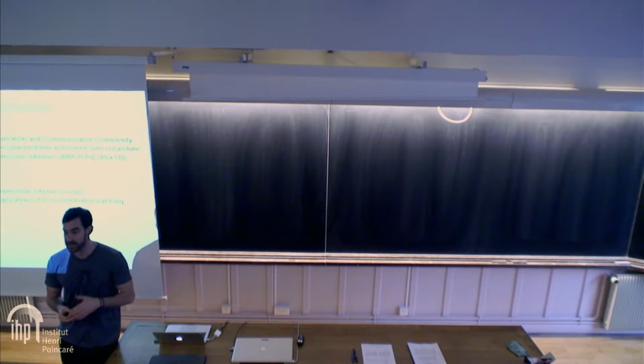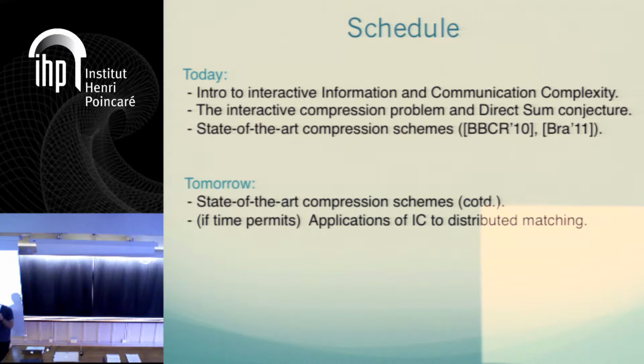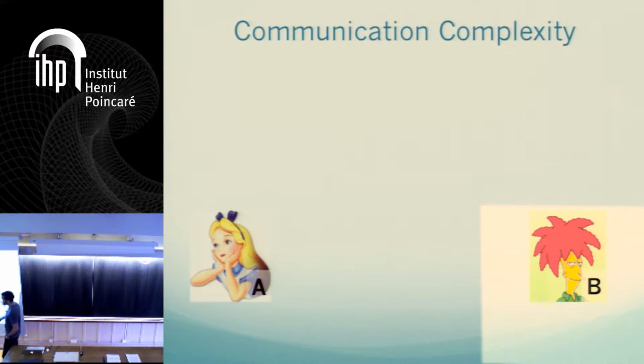We'll do a tutorial, we'll take a break at around 10 o'clock, and then we'll see an overview of BBCR's compression scheme that we mentioned last week. Tomorrow we'll see the compression scheme of Braverman, and if we have time tomorrow, then I'll also present some applications of information complexity to areas in distributed economics and to things that go beyond the direct sum application. So this is the plan.